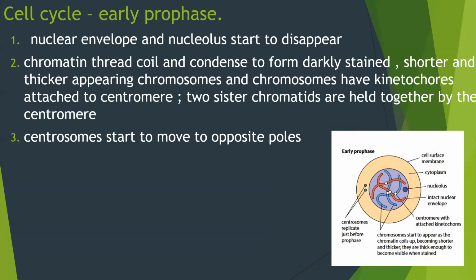So the first stage of mitosis is prophase, and we usually divide prophase into early and late. So in early prophase, the nuclear envelope and the nucleolus will start to disappear. And at this part, the nucleolus and the nuclear envelope will somewhat look intact. The chromatin thread will coil and condense, and then it will form these darkly stained, shorter and thicker appearing chromosomes. So the chromosomes will be visible at this stage, and the chromosomes will have kinetochores attached, and there will also be two sister chromatids. So if they ask you to describe the structure of chromatin thread or DNA at prophase, this is what you will write. And the centrosomes or centrioles will start to move towards opposite poles.